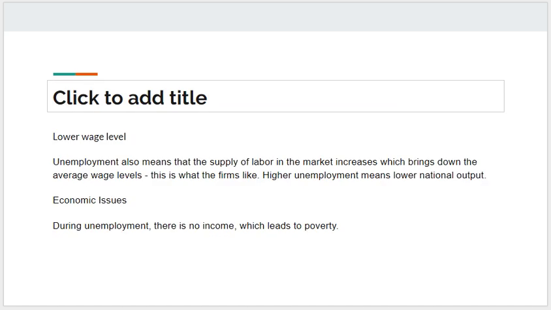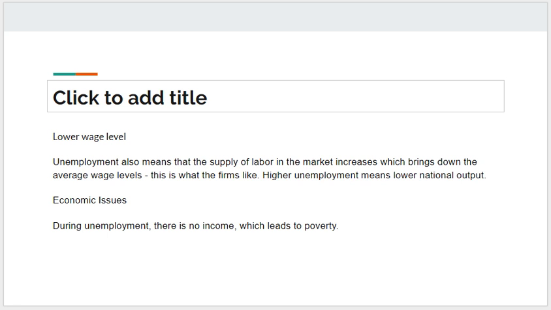And also lower wage levels. Unemployment can also mean that the supply of labor in the market increases, which brings down the average wage levels. This is what the firms may like, but a higher unemployment rate means lower national output. And lastly, economic issues. During unemployment, there's no income, which certainly leads to poverty.